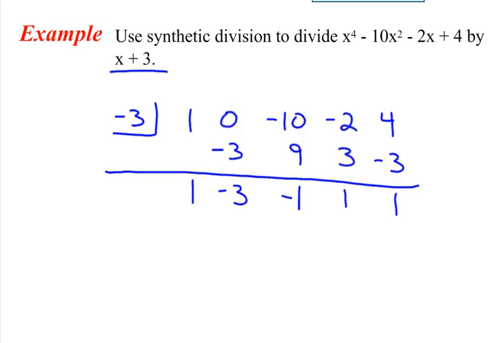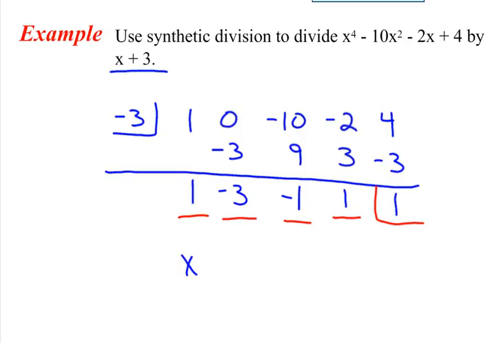So now that we finish our synthetic division, what we know is that we have a remainder right there. A remainder of 1. And then we work backwards. This will be our constant, this will be our x term, this will be our x squared term, this will be our x cubed term. So let's write out the answer.